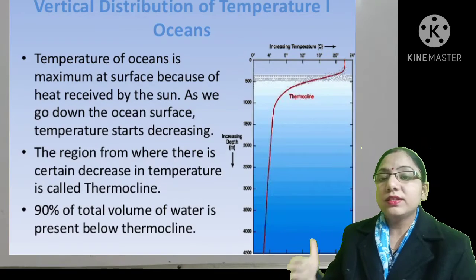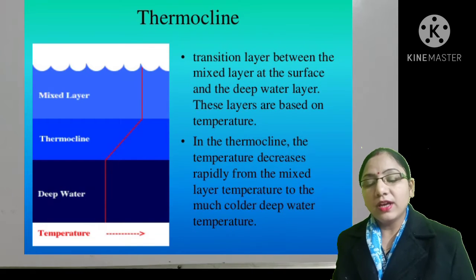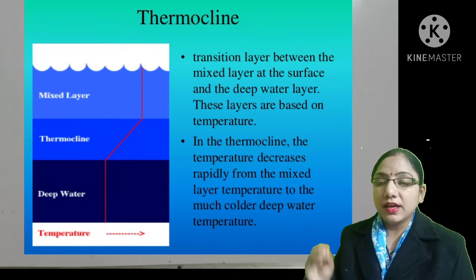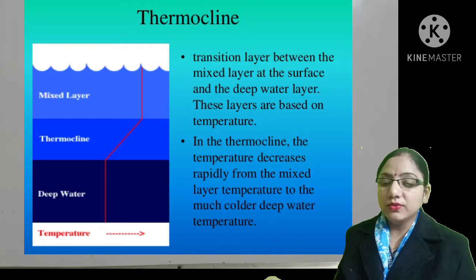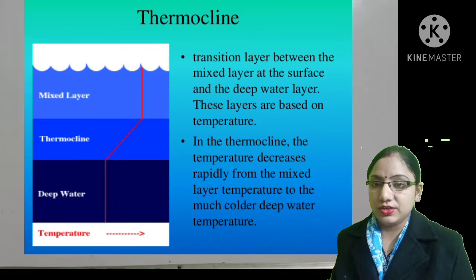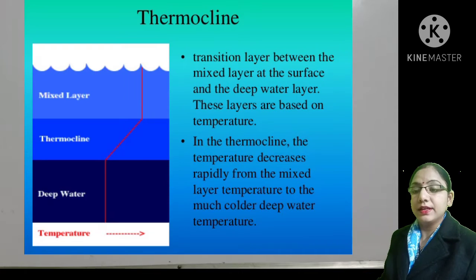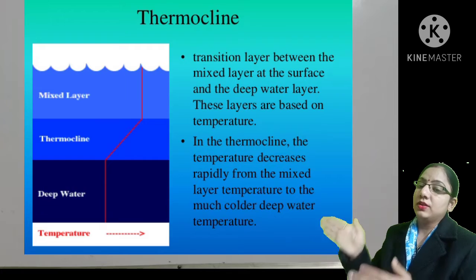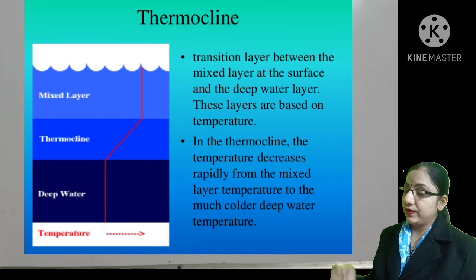So what is the thermocline in other words? The thermocline is the second layer of ocean water, which lies below the first layer. It is characterized by a rapid decrease in temperature with increasing depth. The thermocline is the vertical distribution of the water.